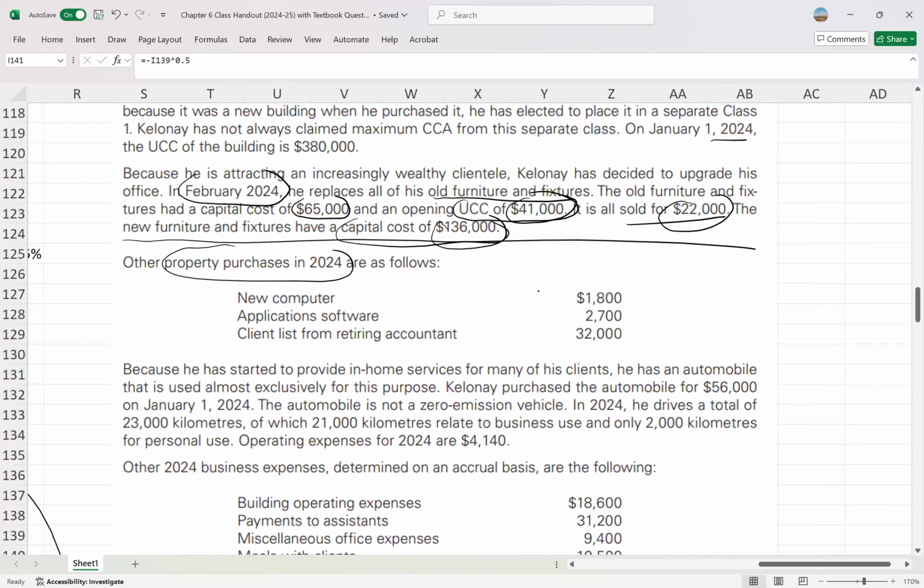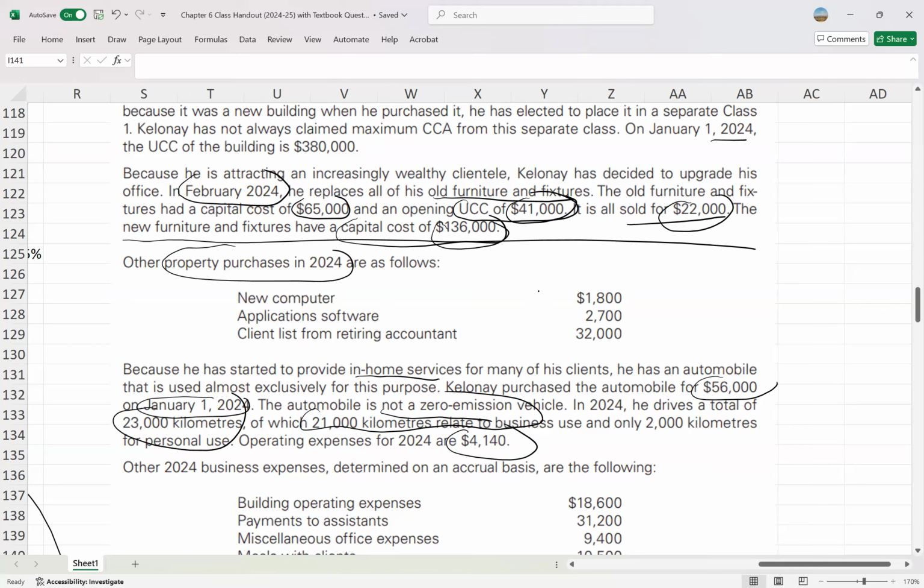Because he started providing in-home services for many of his clients, he decided to buy an automobile on January 1st, 2024 for $56,000. This is not a zero-emission vehicle. He drives it a total of 23,000 kilometers, of which 21,000 relate to business. His operating expenses for the year for the car are $4,140.